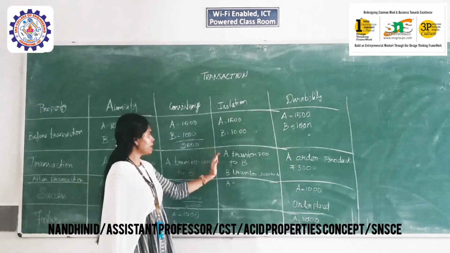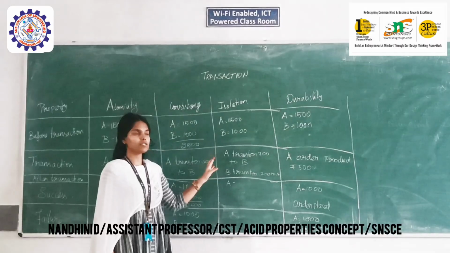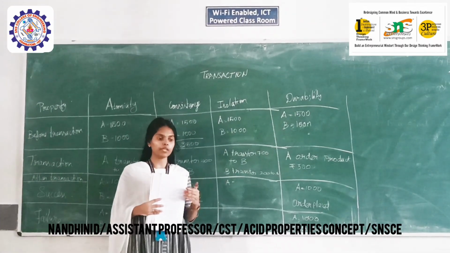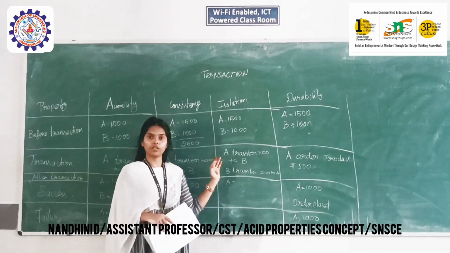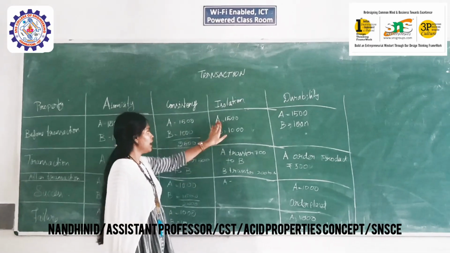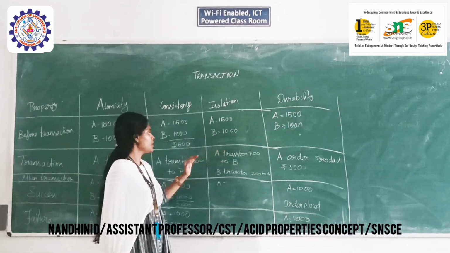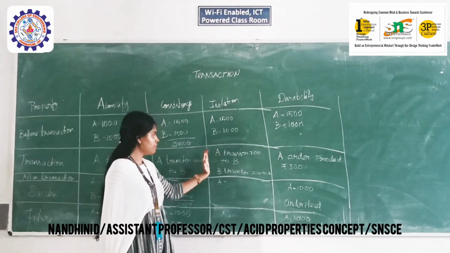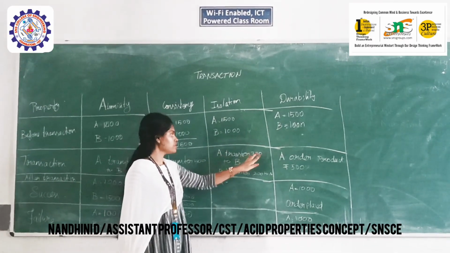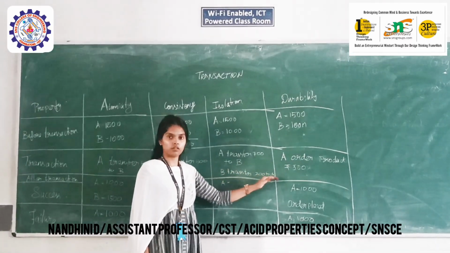Moving on to another property, that is isolation. In the isolation property, we apply it when a number of transactions are happening at the same time. Before the transaction, A holds 1500 and B holds 1000. Here we have two transactions: at the same time, A is transferring 700 to B and B is transferring 200 to A.